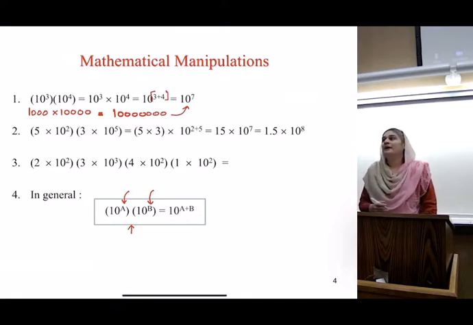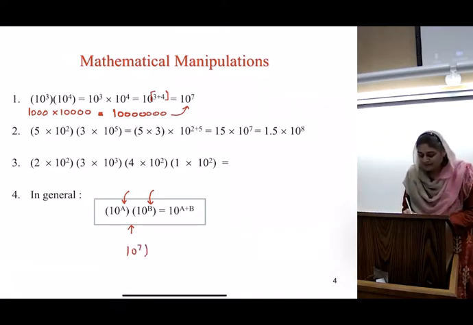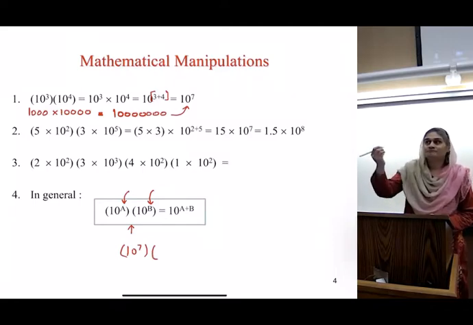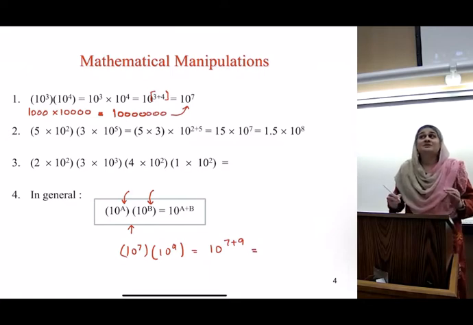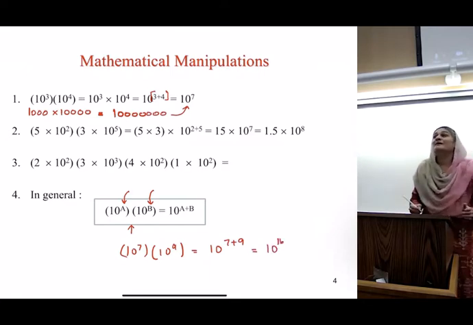So pick a number for A. 7. So 10 to the power 7 times, pick a number for B. 9. 10 to the power 9. What's the answer? 10 to the 7 plus 9. The answer is 10 to the 16. So we've made our life easier.